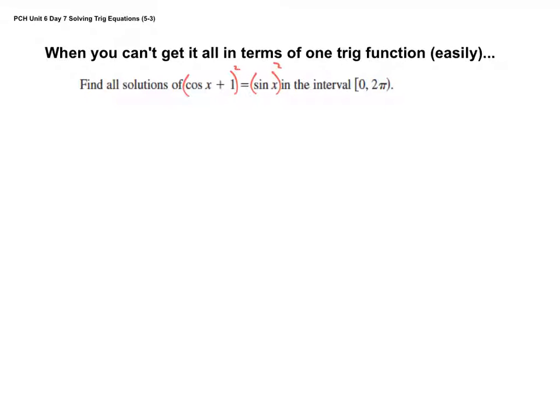To square a binomial, plus or minus? Oh, no, never. We just FOIL. Don't forget to FOIL. Cosine squared x plus 2 cosine x plus 1 equals sine squared. Okay? Don't forget to FOIL.